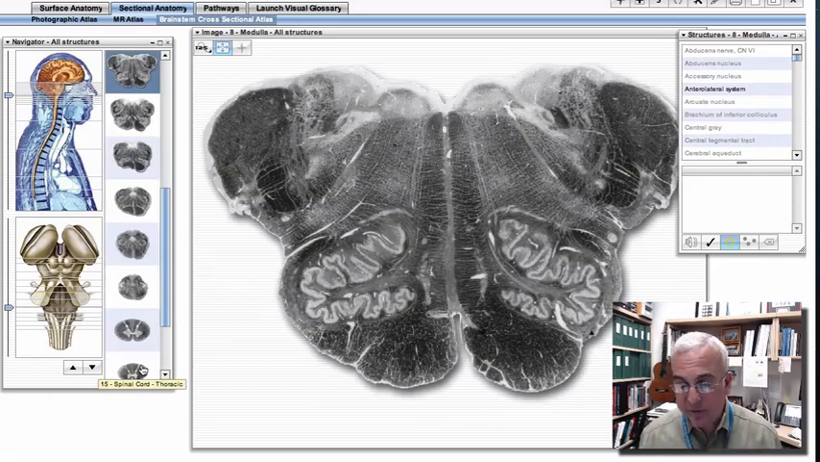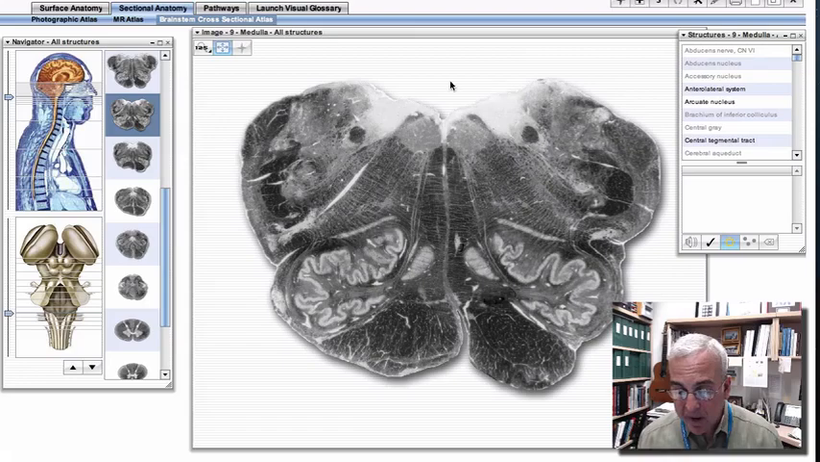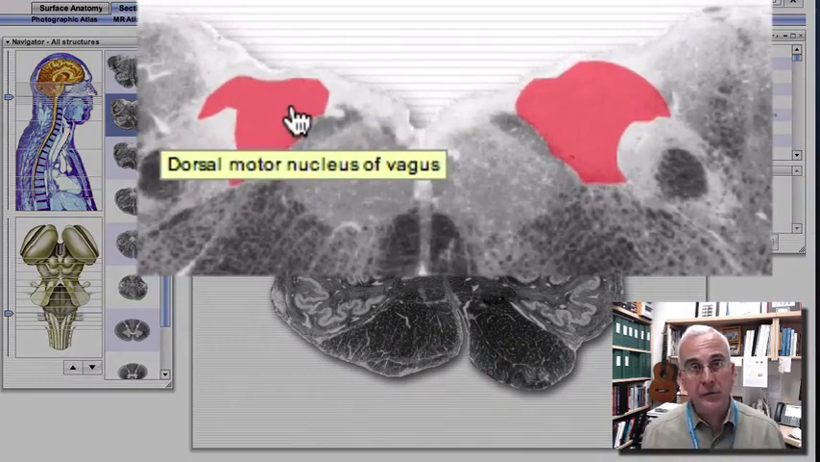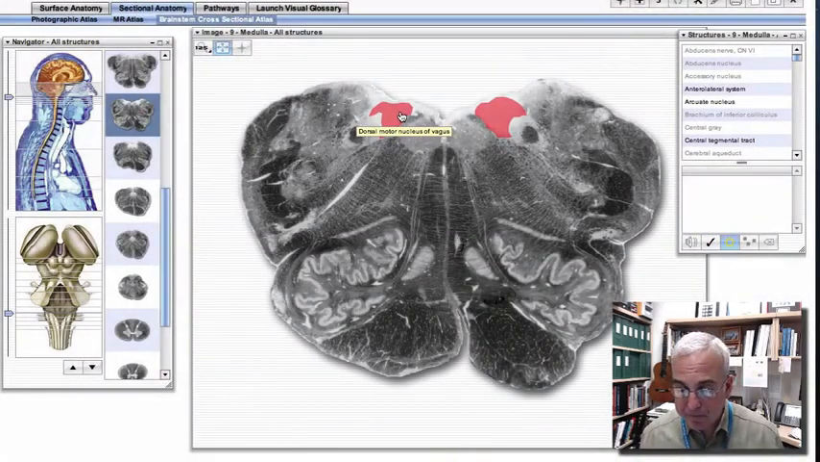However, if we go into the upper part of the medulla, maybe just go down one more section, I certainly can highlight the location of the dorsal motor nucleus of vagus. This is a major parasympathetic preganglionic outflow that supplies much of the innervation of the vagus nerve throughout the viscera of the thorax and the abdomen.